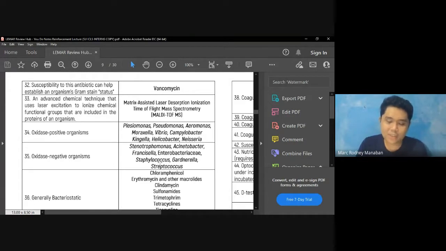Okay. Next, which are the oxidase-positive organisms? Of course, you have Plesiomonas, Aeromonas, Pseudomonas, Moraxella, Vibrio, Campylobacter, Kingella, Helicobacter, and Neisseria. So, at least be aware of which are oxidase-positive. Which are oxidase-negative? Of course, Stenotrophomonas, Acinetobacter, Francisella, the Enterobacteriaceae, the Staph, Gardnerella, and Streptococcus. One of the main characteristics of Enterobacteriaceae is that it is oxidase negative. So, if in a case study you see a gram-negative bacillus, oxidase negative, the first organism or group of organisms that should come to mind are the Enterobacteriaceae. Okay?